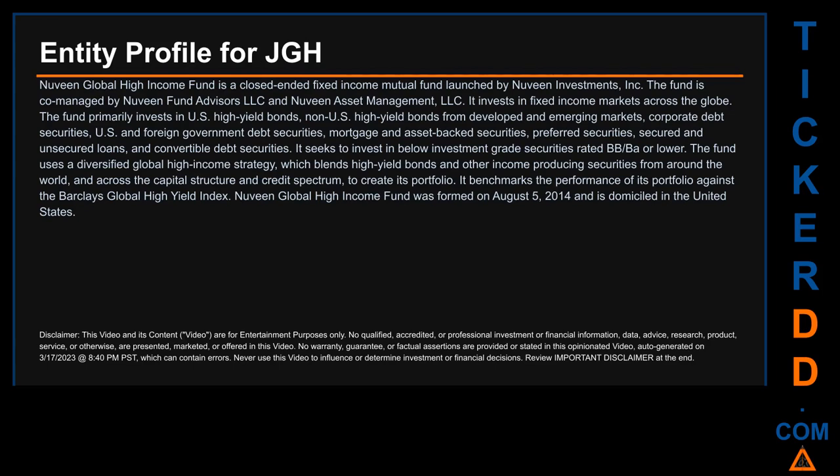It seeks to invest in below investment-grade securities rated BB, Ba or lower. The fund uses a diversified global high-income strategy, which blends high-yield bonds and other income-producing securities from around the world, and across the capital structure and credit spectrum, to create its portfolio. It benchmarks the performance of its portfolio against the Barclays Global High Yield Index. Nuveen Global High Income Fund was formed on August 5, 2014 and is domiciled in the United States.